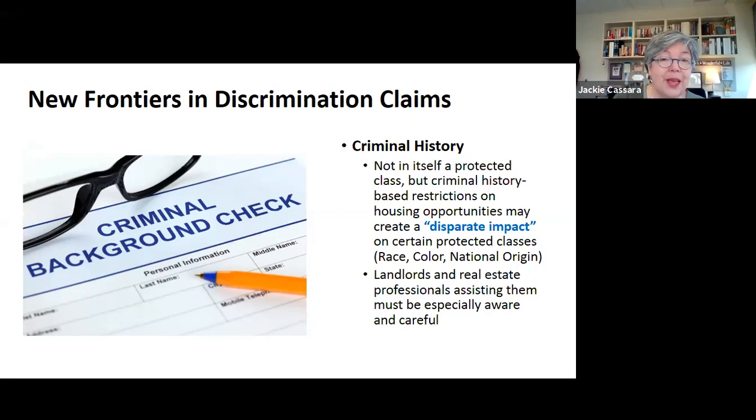Well, here's another area that has been a frontier recently in discrimination claims, and that is of criminal history. The question of if someone perhaps has a criminal past, but they have done their duty to take care of fulfilling the responsibilities of whatever that may have involved and doing their time. Criminal history and persons who have had a criminal history is not in itself a protected class, but criminal history-based restrictions on housing opportunities have created what they call a disparate impact on certain protected classes.